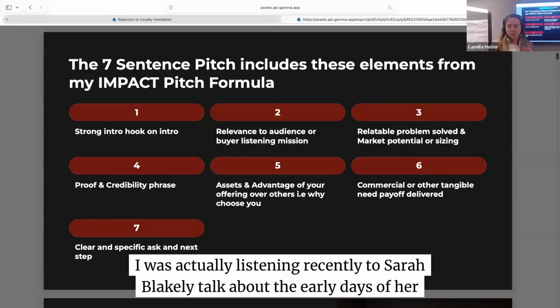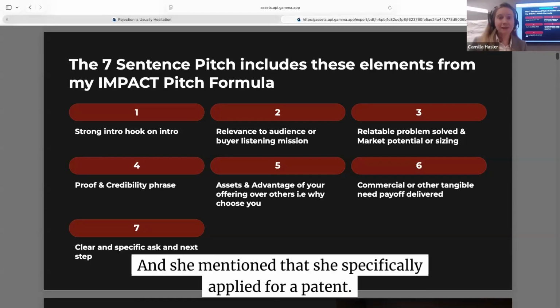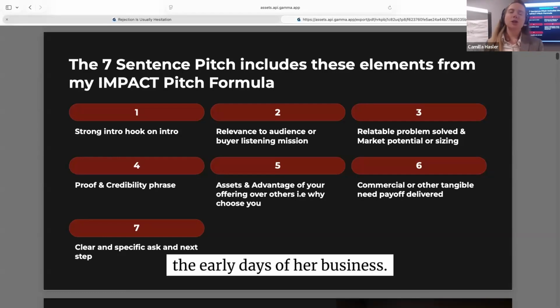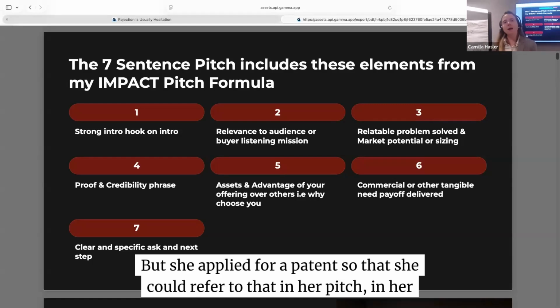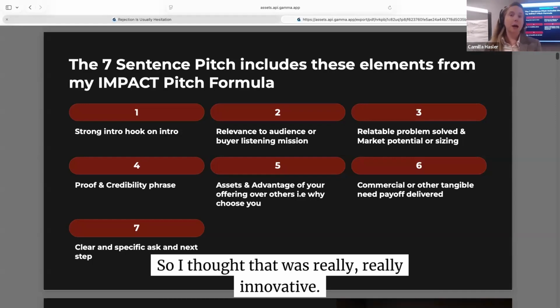For example, I was actually listening recently to Sarah Blakely talk about the early days of her business Spanx, and she mentioned that she specifically applied for a patent. It was pending for a very long time, like years and years, but she applied for it in the early days of her business. And of course, Spanx went on to become a $1 billion business. But she applied for a patent so that she could refer to that in her pitch, in her business conversations, to come across as a more exciting offering. I thought that was really innovative.